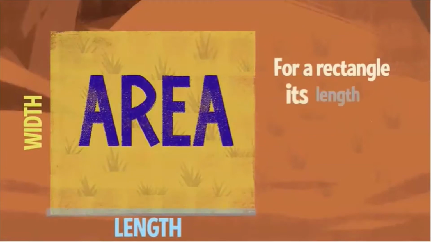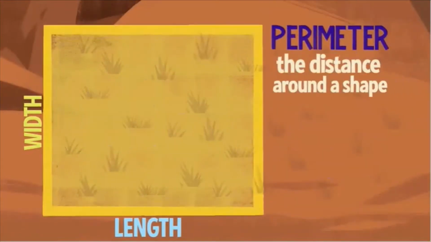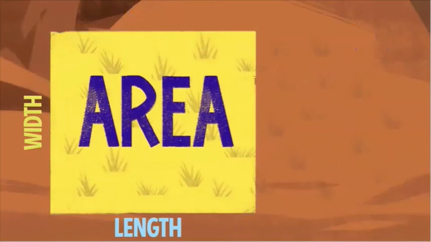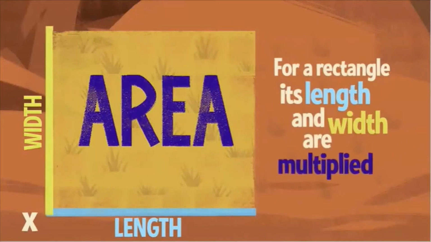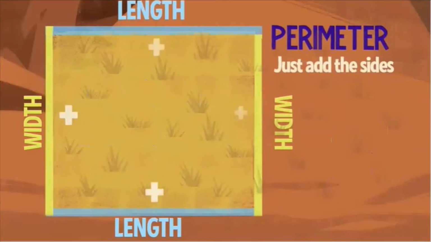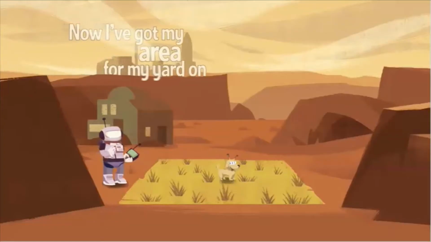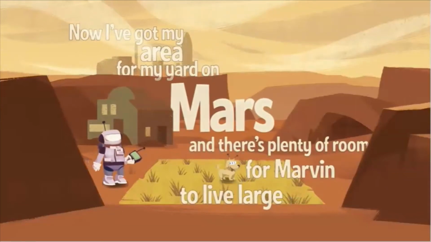Yup, you knew it. The area, that's the space inside. For a rectangle, its length and width are multiplied. And perimeter, the distance around the shape. Just add the sides together and then you'll be great. Now I've got my area for my yard on Mars, and there's plenty of room for Marvin to live large.